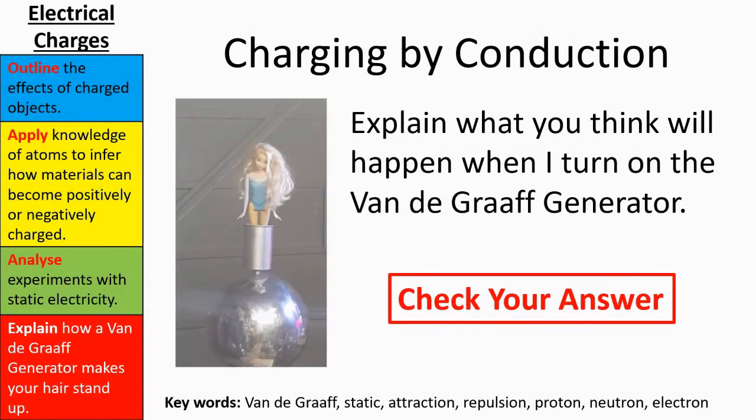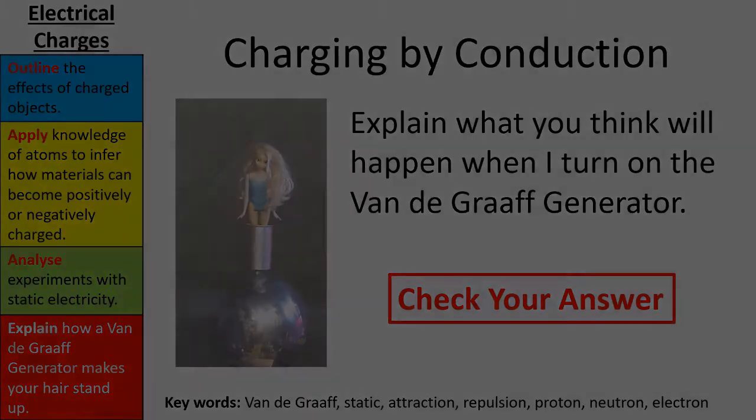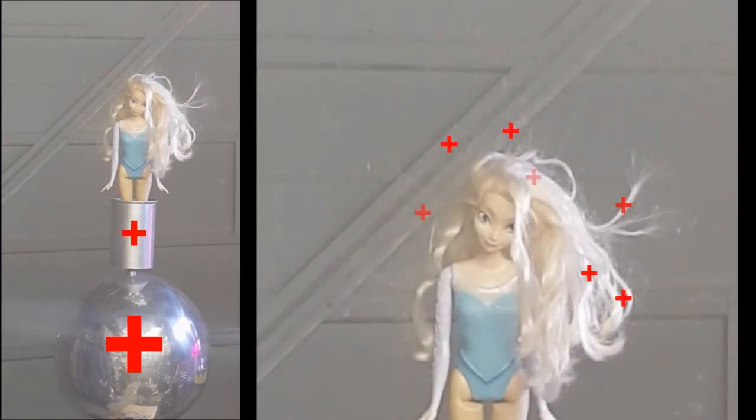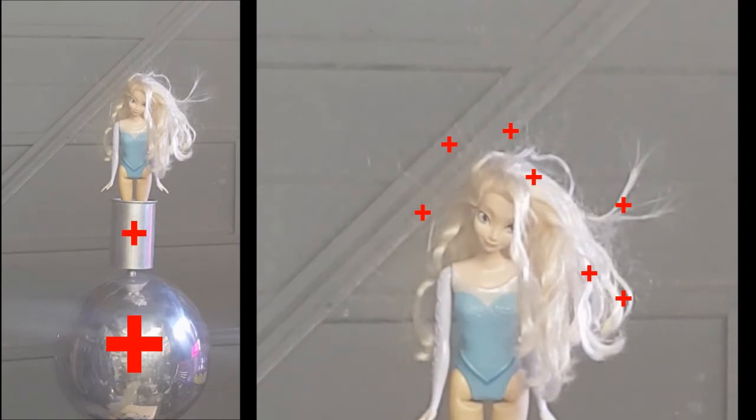Okay, now it's time to check your answer. Watch the video, correct your answer if necessary. As we know, a positive charge will build up on the dome of the Van de Graaff generator. As it's in contact with the can, a positive charge will be passed to the can, and in turn a positive charge will be passed to the doll. So your answer might look something like this.